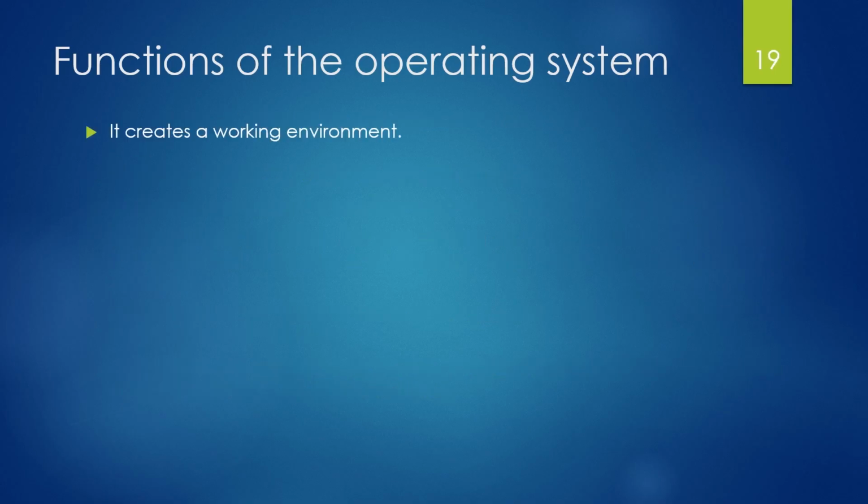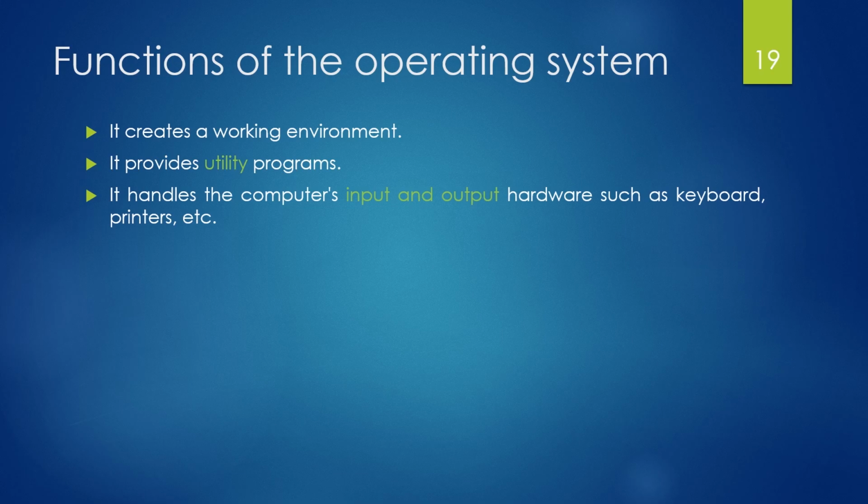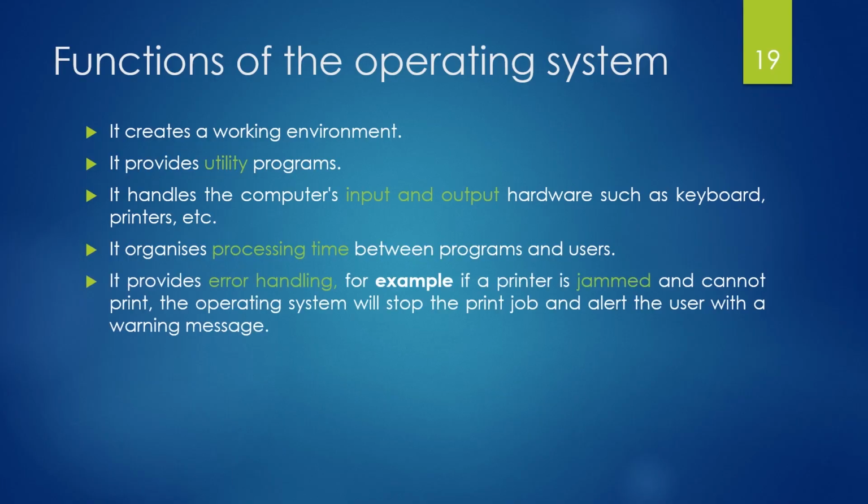It creates a working environment. It provides utility programs. It handles the computer's input and output hardware such as keyboard, printers, etc. It organizes processing time between programs and users. It provides error handling. For example, if a printer is jammed and cannot print, the operating system will stop the print job and alert the user with a warning message. It maintains security and access rights of users, and it also handles interrupts.